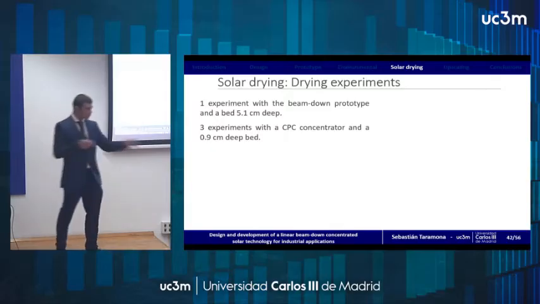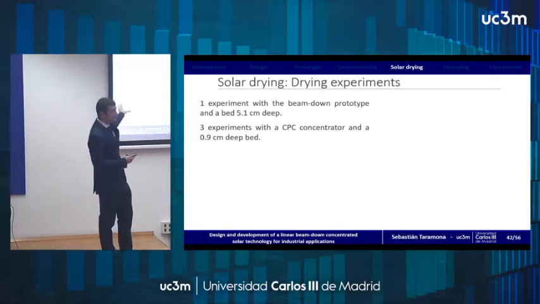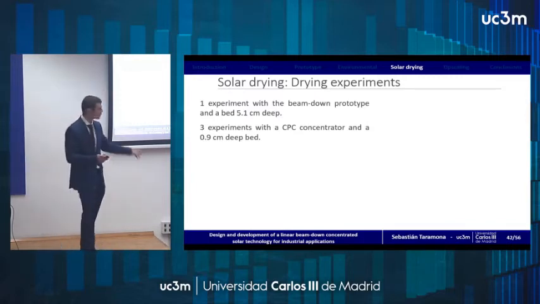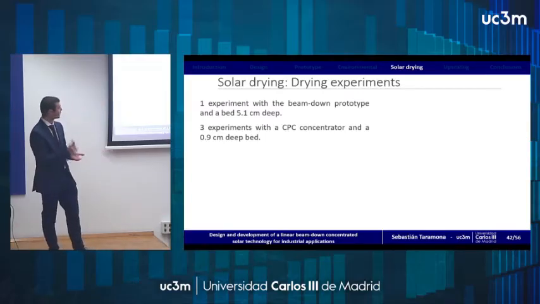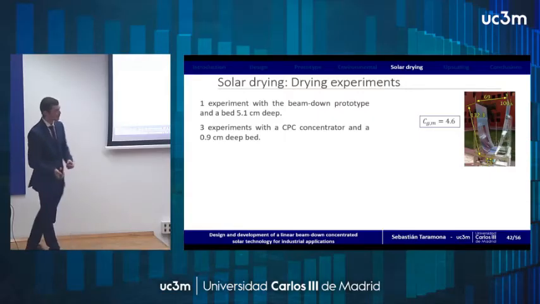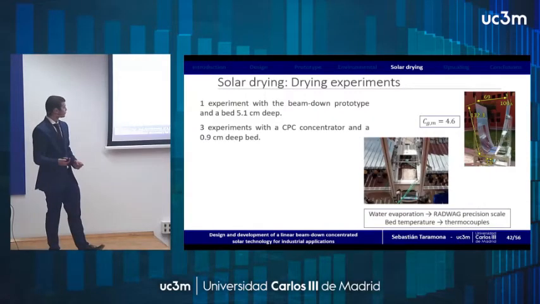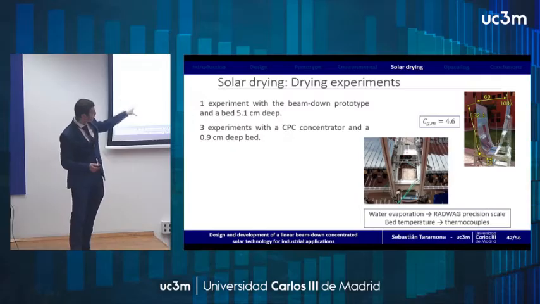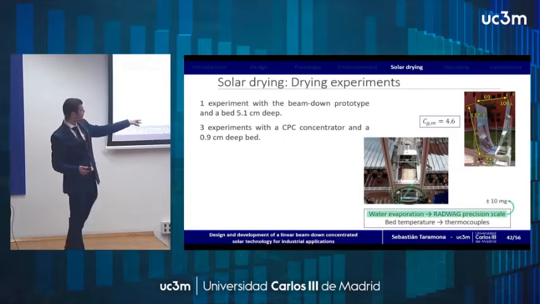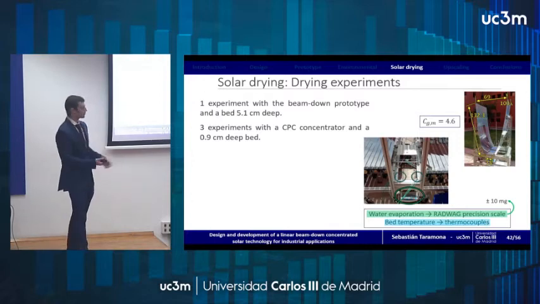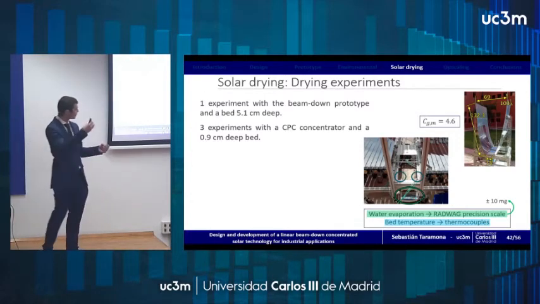Now, to validate this model, we'll be doing some additional drying experiments. We'll be doing 1 with the beam down prototype that I previously mentioned, and 3 with a CPC concentrator and with a shallower bed. Here you can see a picture of the concentrator and the geometric concentration ratio that it can achieve. And here you can see a picture of the particles in our beam down prototype. And to measure the water evaporation and the temperature evolution, we'll be using first a precision scale that you can see in the figure that's located directly beneath the particles, and some thermocouples that are located in the inside of the bed at different heights.